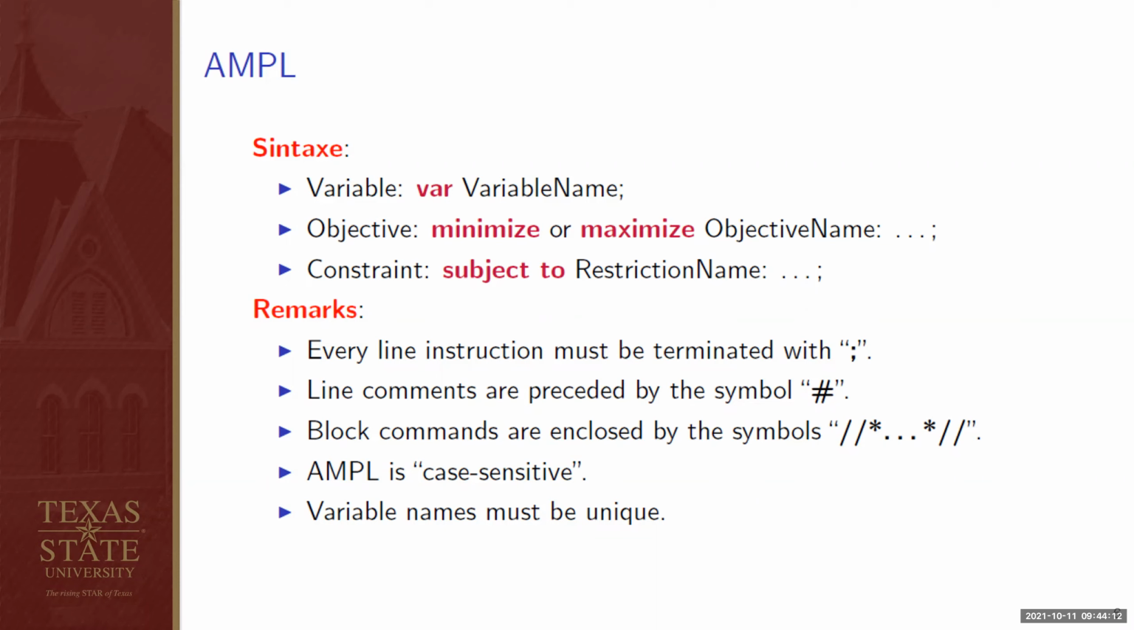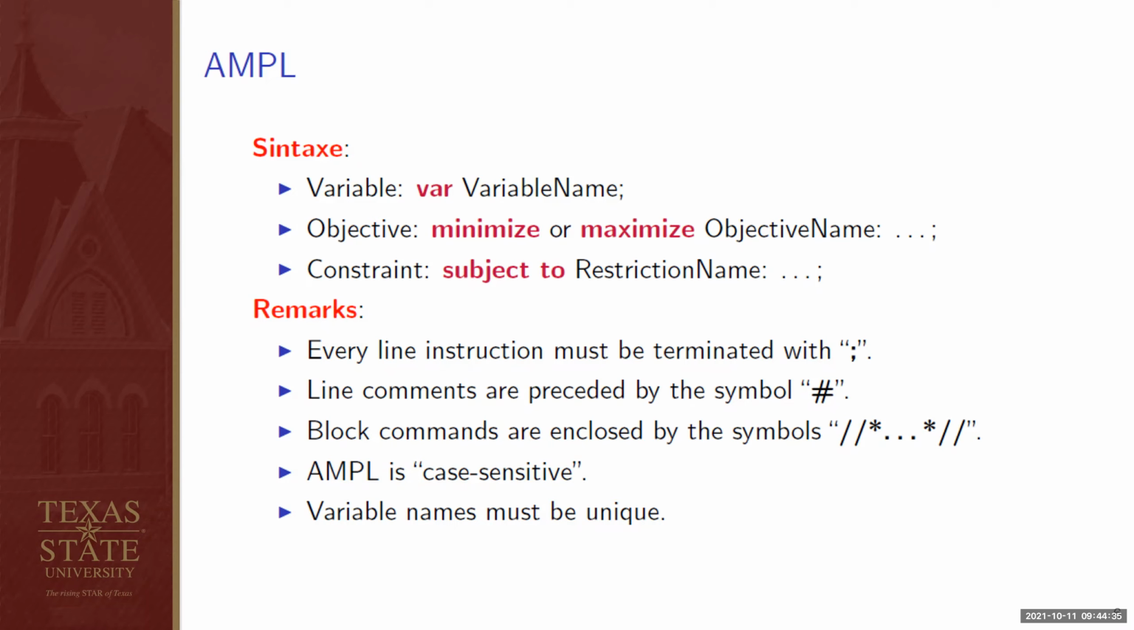Same thing for the constraints. Each constraint will have a name associated with it. If you want to make things easier for you, you can just say C1, C2, C3, but you have a different name for each one of the constraints. And this will apply for every constraint in your model.